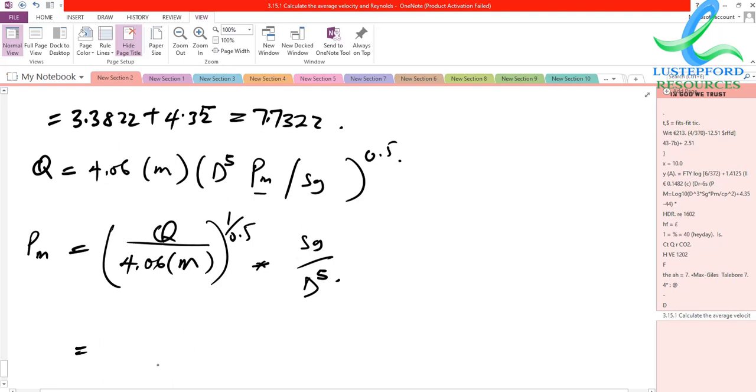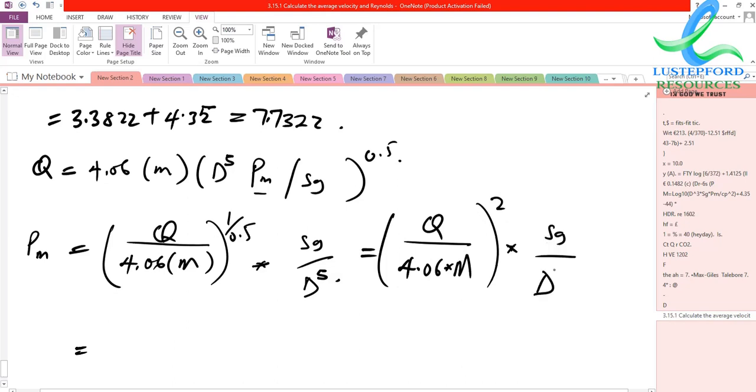Now let's calculate our PM. This is the same thing as 2. Let me just write it as 2. So we'll say Q divided by 4.06 times M, raised to power 2, times SG divided by D raised to power 5.